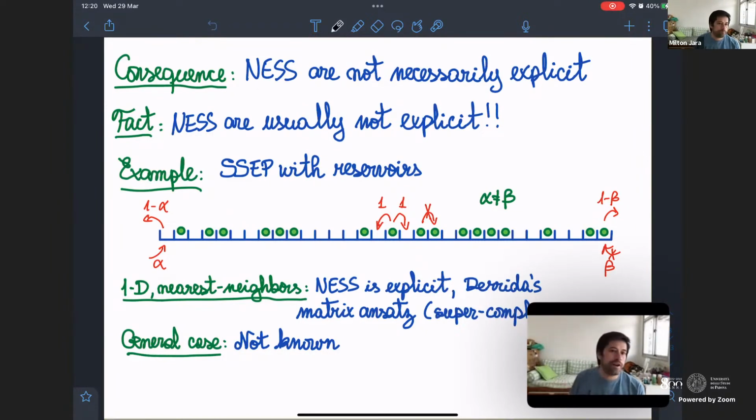Okay, so in general, you define your very reasonable probabilistic model, which is non-reversible, and then you cannot really find explicitly what is the invariant measure of this non-reversible Markov chain. Okay, that's what I meant by non-equilibrium stationary states are usually not explicit. Okay, so let me give you an example.